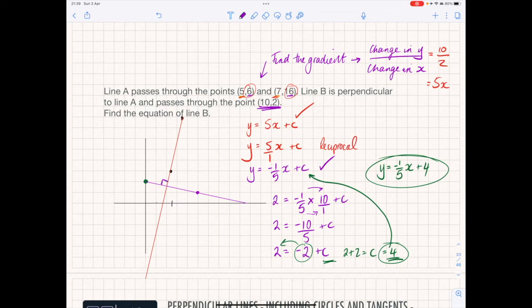Okay, so there's a couple of different examples. First one, you're given the gradient of the initial line. Second one, you've got to find the gradient of the initial line. So it's worth knowing how to do that using that equation up there, changing y divided by changing x.